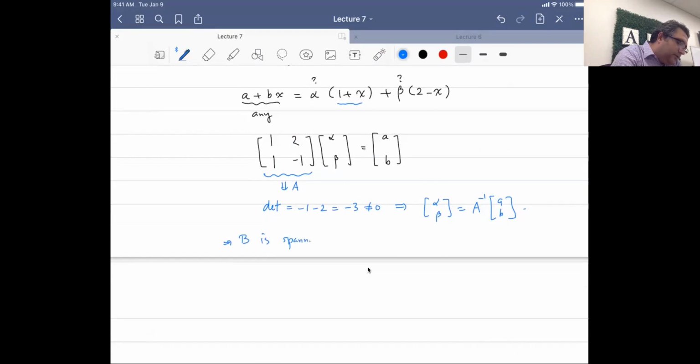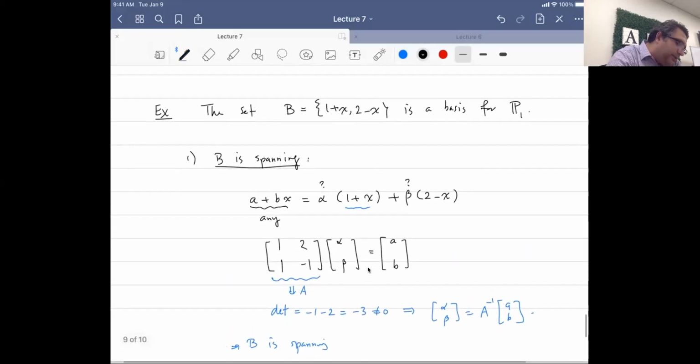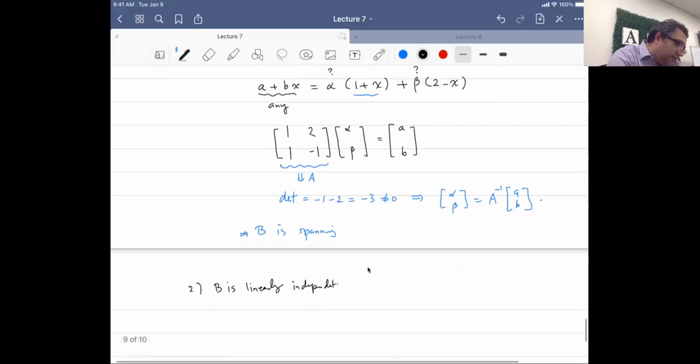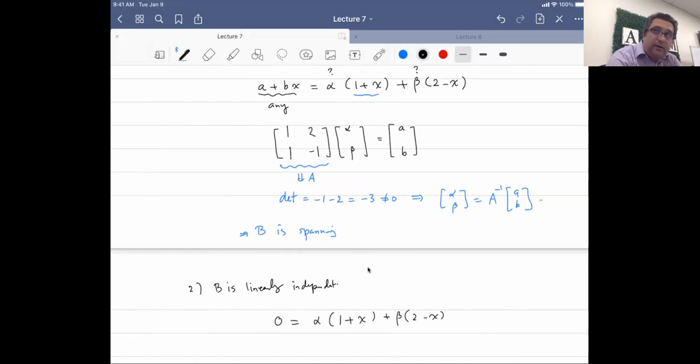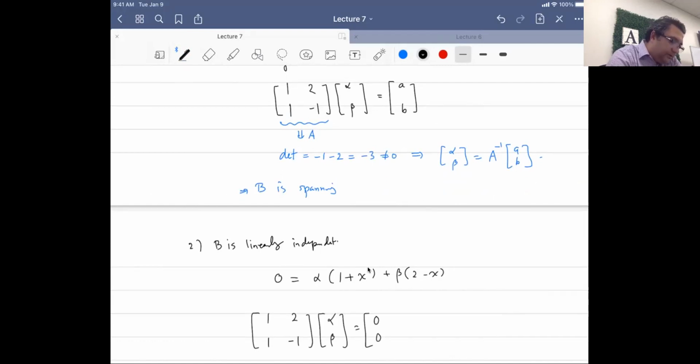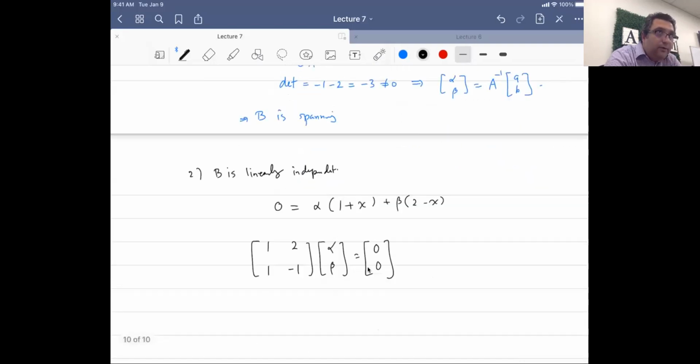Now I have to address one more thing. B is linearly independent as well. But notice that something interesting happens. I'm working on a sub-problem of this one, because linear independence means you can write 0 as alpha times 1 plus x plus beta times 2 minus x, and you're wondering whether alpha beta must be 0 only. That's a sub-problem, right? It's 1, 2, 1, -1 again times alpha beta, but the right side is 0 now. So does this system have a unique solution, alpha equals beta equals 0?